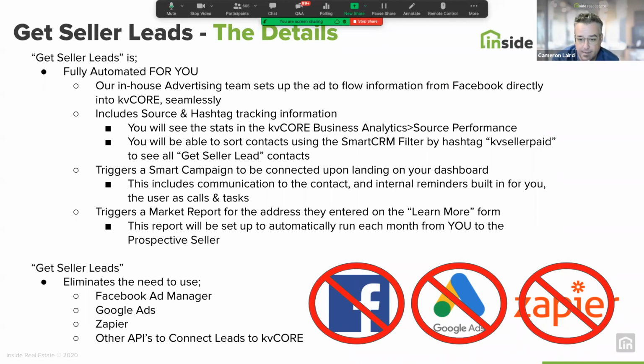You get a smart campaign set up for anybody who's added to this program through the website, through the lead capture, to get the contact information, and that campaign will continue to provide information to them. They'll get a market report for the address they entered when they filled out the form, and they'll be subscribed to it so they can get it in their inbox every 30 days with updated information.